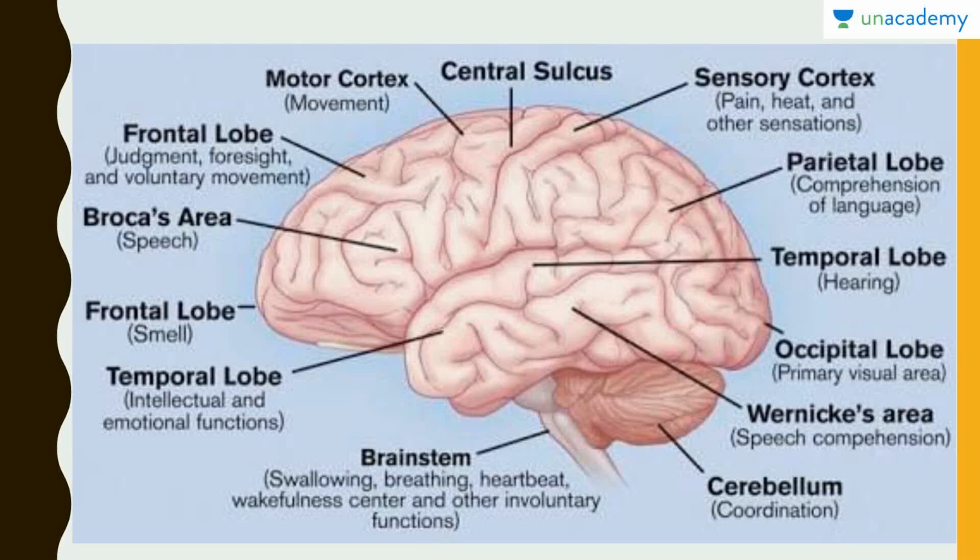Okay, so in this diagram, all the major functions of the different areas of the brain are given. You can see the central sulcus here, the cerebellum's main function, coordination, is given, so you can obviously go through this. The brainstem has major functions like swallowing, breathing, heart rate, and all of that. Broca's area has major functions relating to speech. You need to remember all these areas which have specific names. The temporal lobe has hearing functions, and the parietal lobe has comprehension of language.